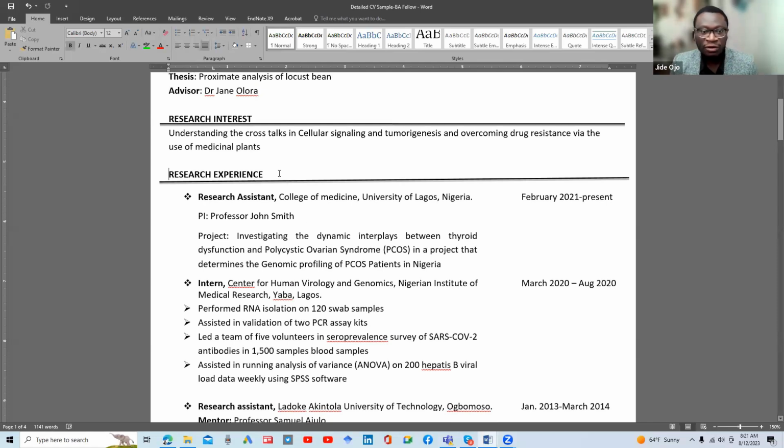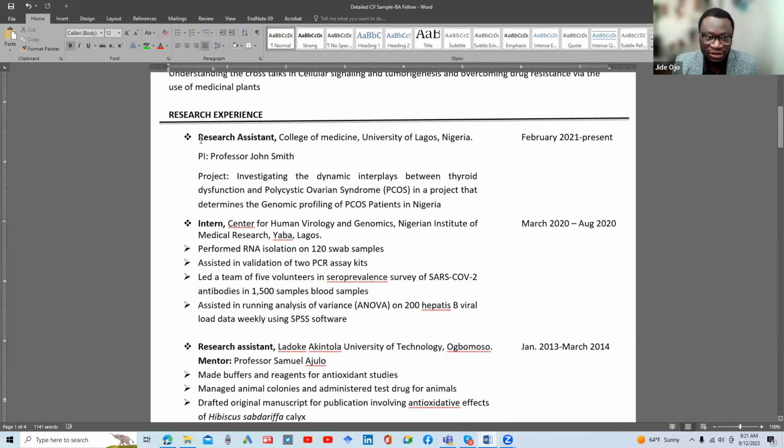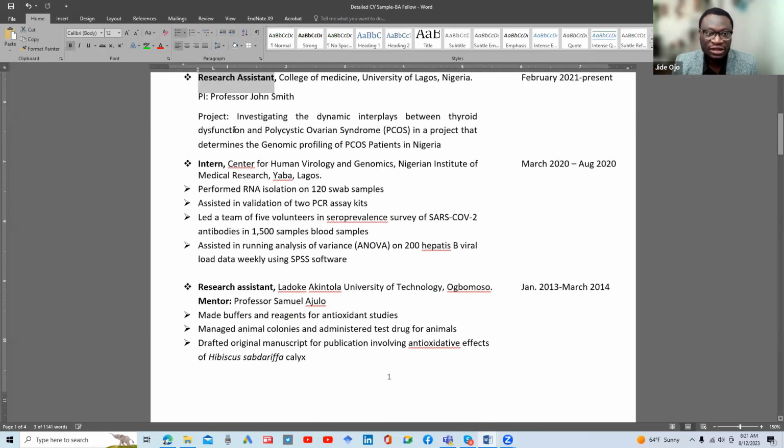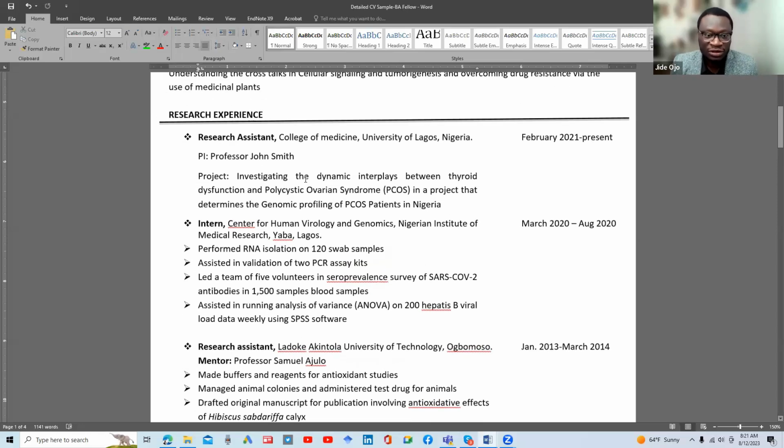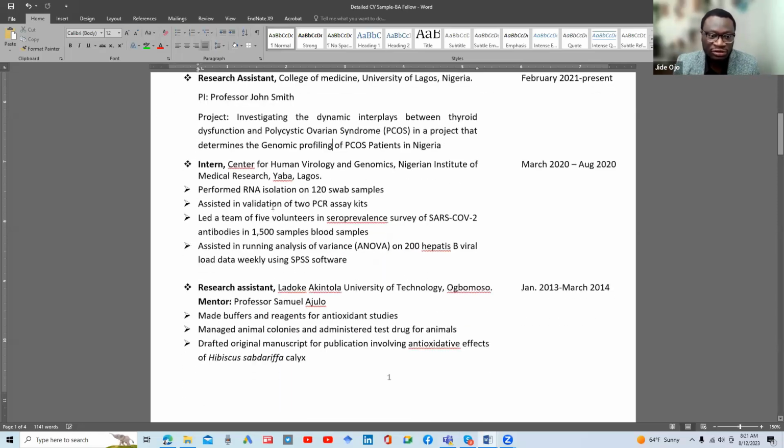So research experience, he listed that he was a research assistant under this particular PI, with the dates and the title of the project he worked on. Now, essentially, you don't have to be the leader of this project, but you want to describe what you did, right? And you can see an example of how specific it was. So he said, performed RNA isolation on 120 swab samples. So he gave numbers to everything. So that's important to give context to what you did in this position.